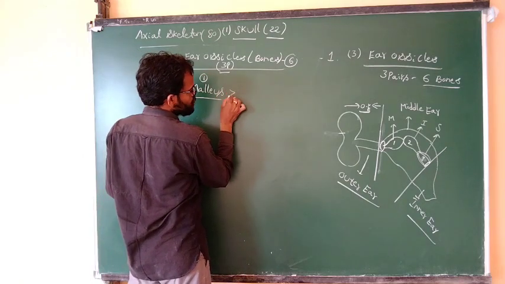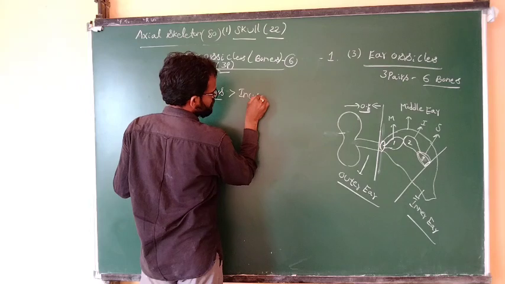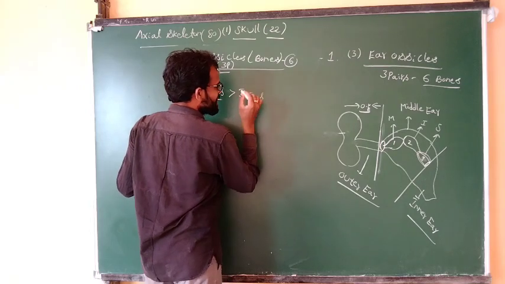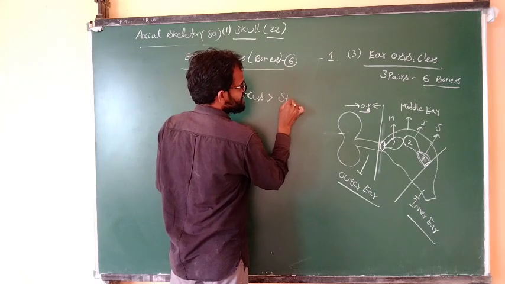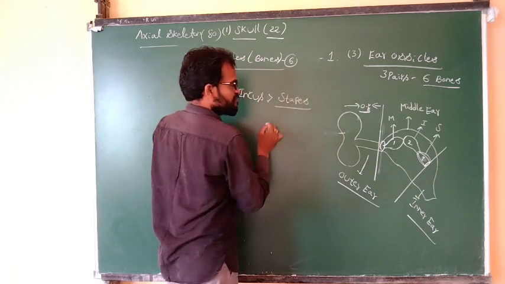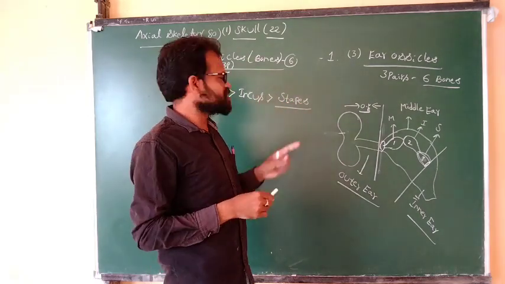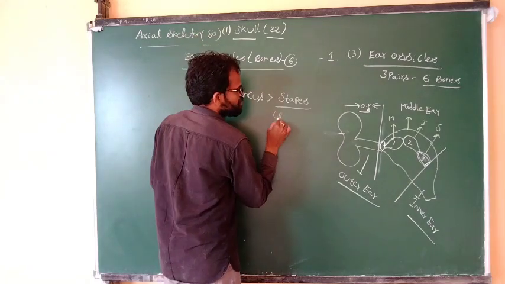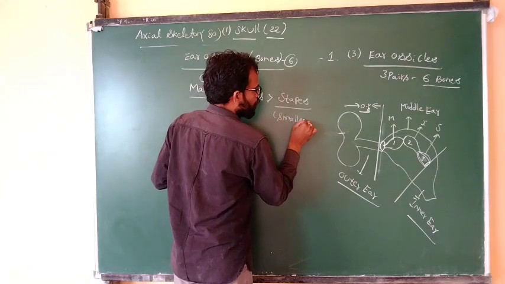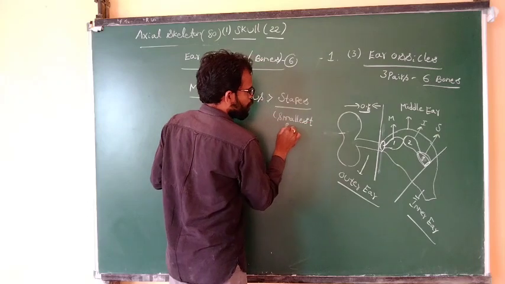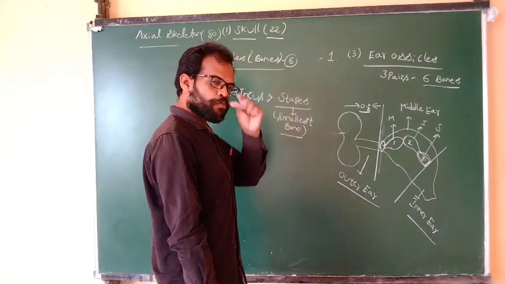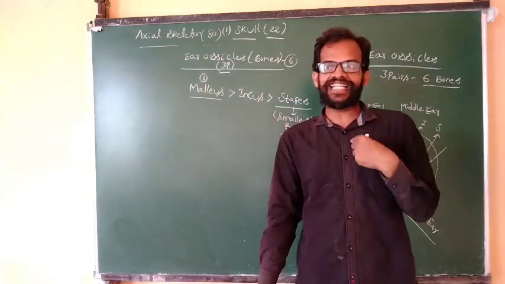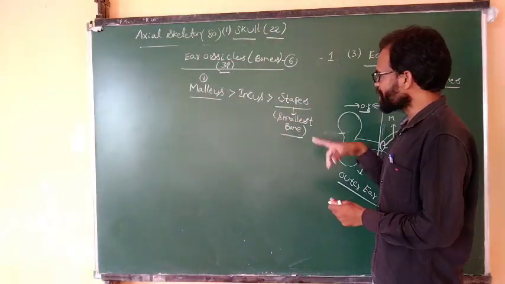Next one is the incus. What is the next part? Incus, the next bone. Malleus, incus, stapes. Stapes is the smallest bone present in our body.